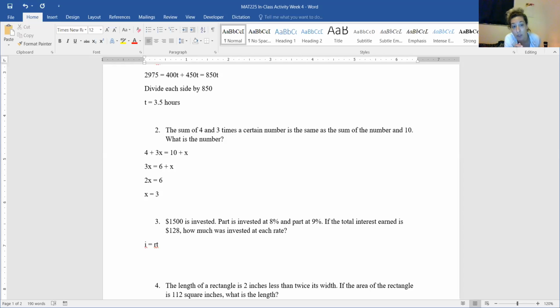You're going to take the 1,500 that is invested, and I think you're going to multiply by 8%, correct? And then you're going to take 1,500 and multiply by 9%. Nope. Remember, part is invested, not all of it. Oh, part. Okay. So are those going to be fractions? We're gonna have two equations again, just like we did in the example that I gave earlier.